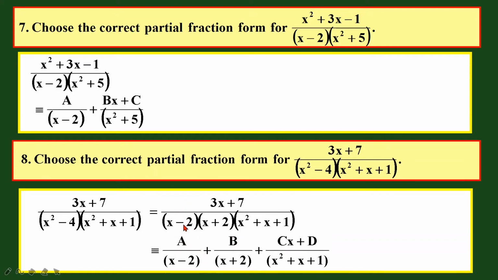So I have a over the first bracket in the denominator, b over the second one, and the third one is a quadratic. So the top portion here, I will get cx plus d. So I have 4 constants to deal with later.